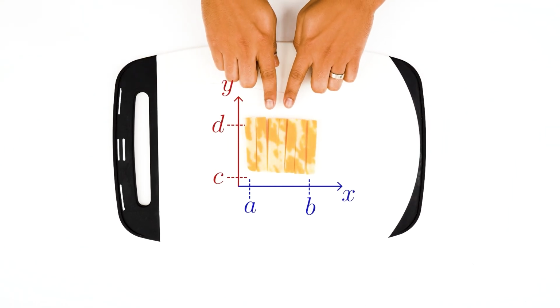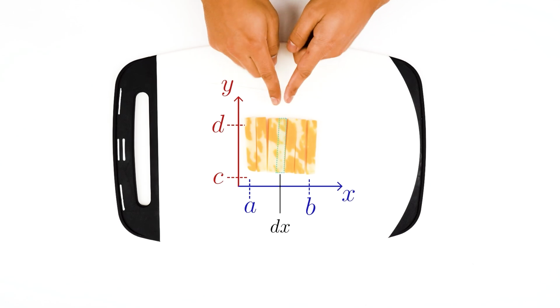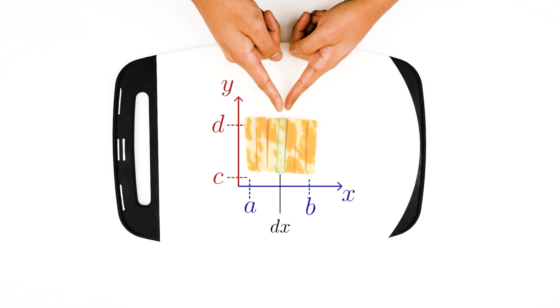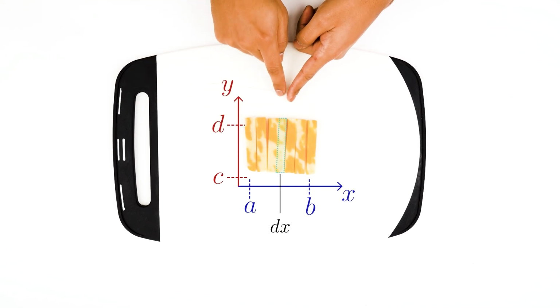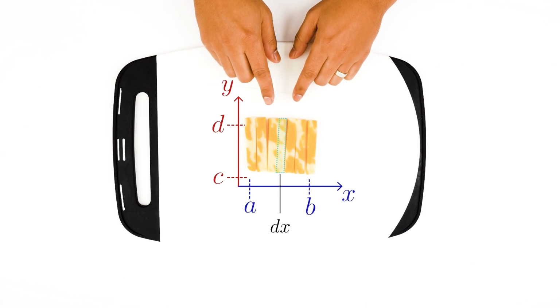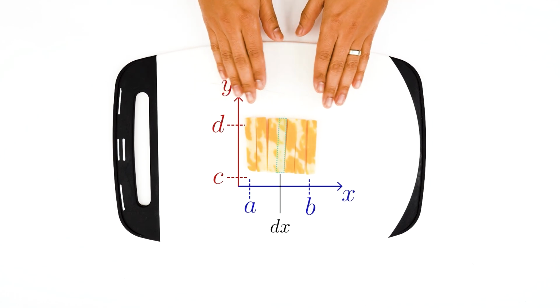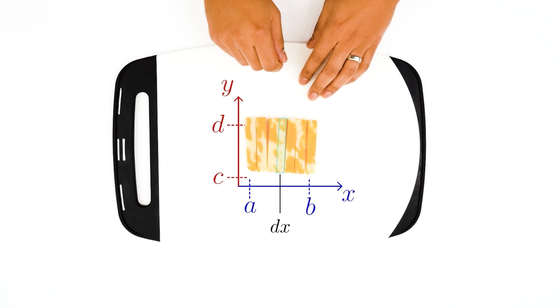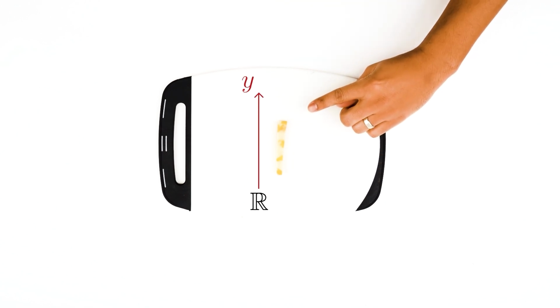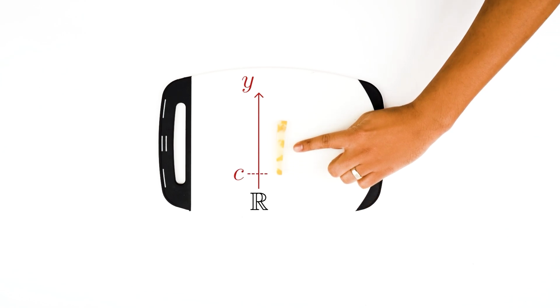Think of the width of this x slice as dx. Now, remember, the x slice is a function of one variable, namely y. So I need to transport this slice from the two-dimensional xy plane to the one-dimensional y-axis. So remember, x is fixed, and everything is now one-dimensional, ranging from y equals c to y equals d.